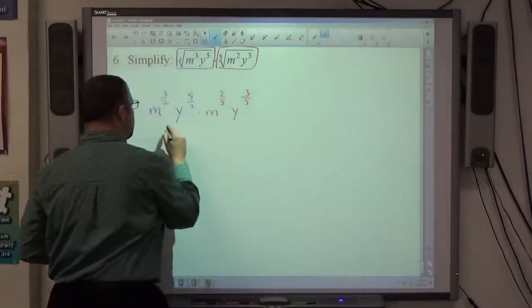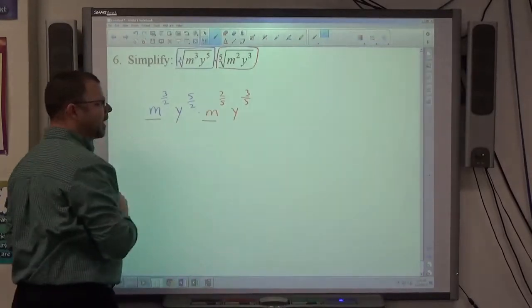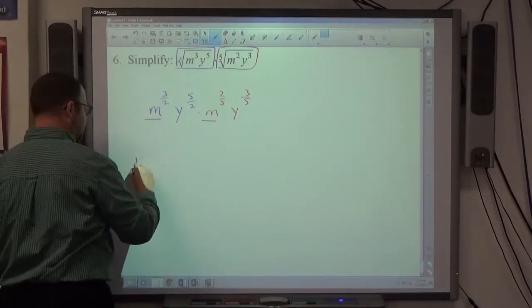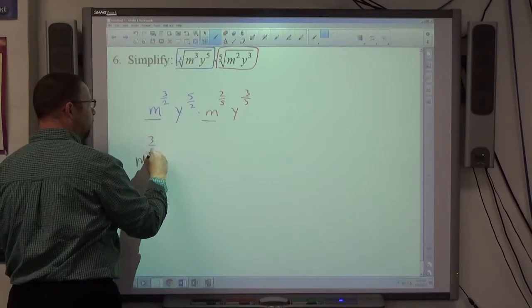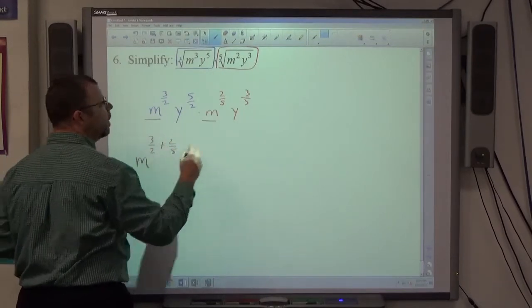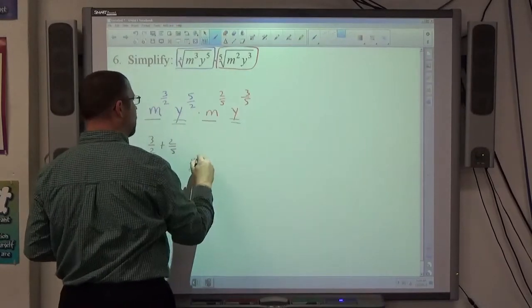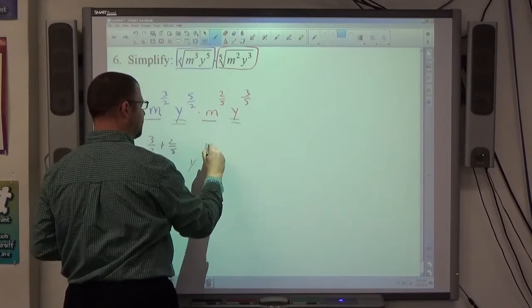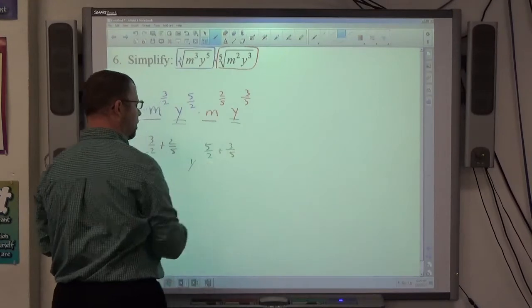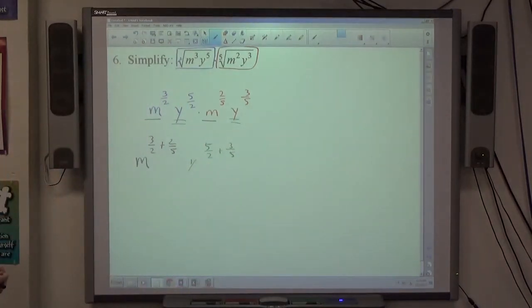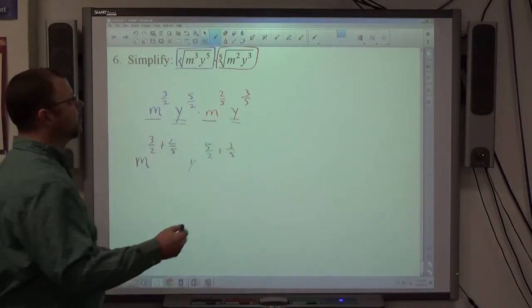Get all the radicals gone, get them into fractional power form. Then you're going to multiply the same letters by adding the powers of those letters. So for m, I'm going to be adding 3 halves to 2 fifths. And for y, I'm going to be adding 5 halves plus 3 fifths. In each case, the common denominator is 10. Adding fractions requires a common denominator.